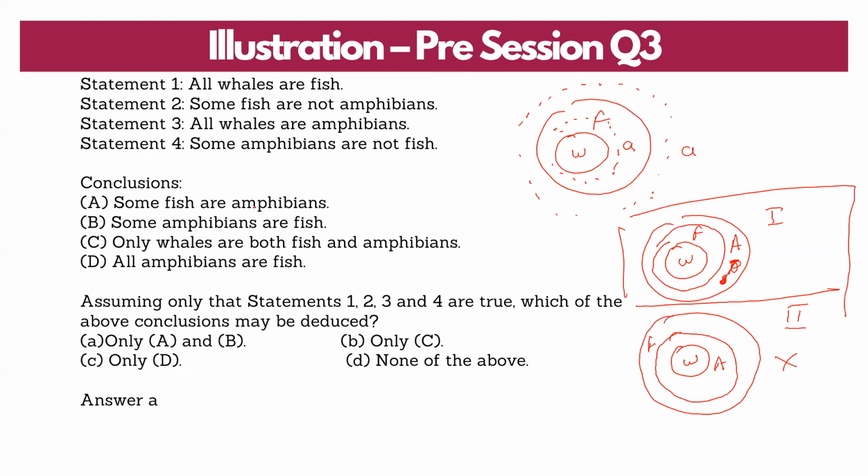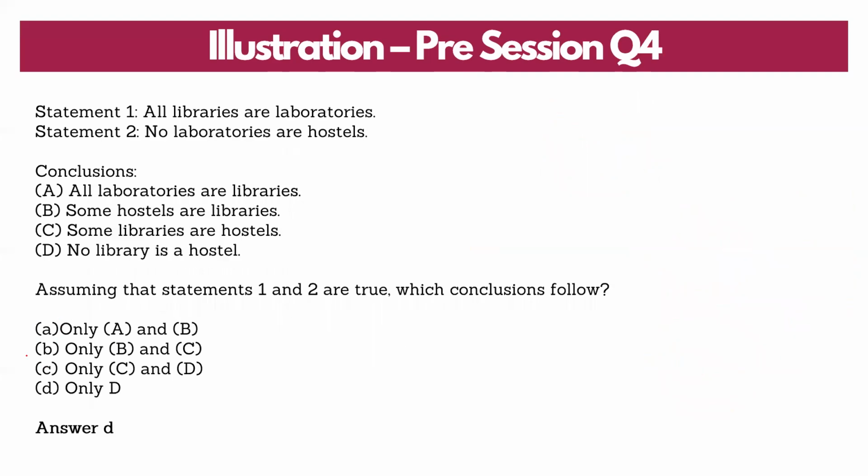Let us look at the conclusion. Some fish are amphibians. As per case number one, this is true. Some amphibians are fish, even that is true. If some fish are amphibians, then some amphibians are fish, that is also true. Only whales are both fish and amphibians. Can I say that only whales? Only whales can be said only if the circle of whale overlaps circle of F and circle of A. Only then can we say only whales are both fish and amphibians. So that is not the right answer. All amphibians are fish. Again, as per my diagram, not the right answer. So here only A and B can be concluded.